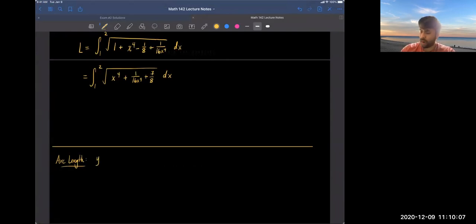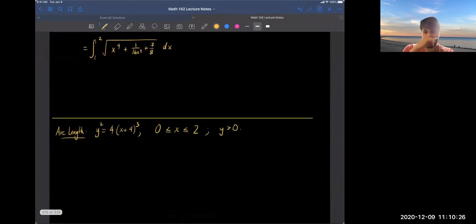Anyways, so what if y squared is this? 4x plus 4 cubed, and my interval is from 0 to 2. And they also say y is bigger than 0. So this one already is going to have a nicer form than the other one.